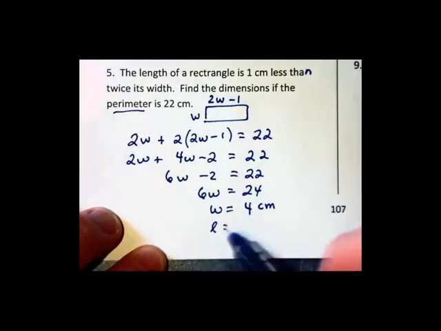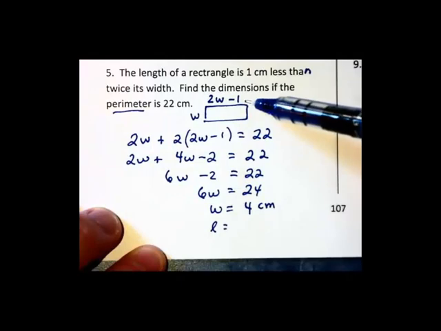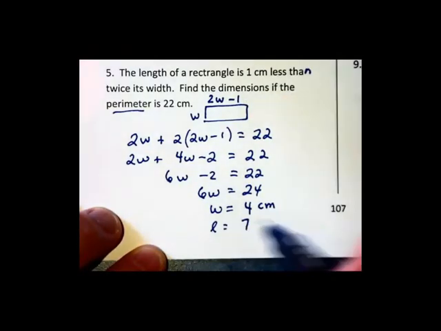The length is going to be 2w minus 1. 2 times that 4 is 8, take away 1 gives us 7, and we're going to have 7 centimeters for the length. Okay, another word problem.